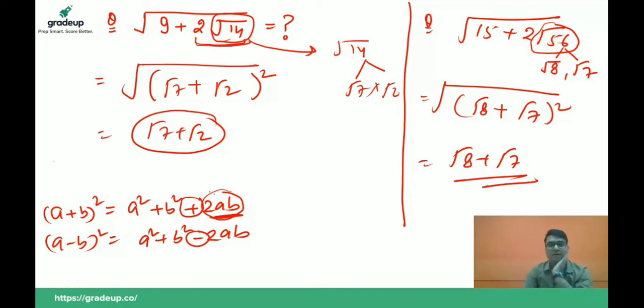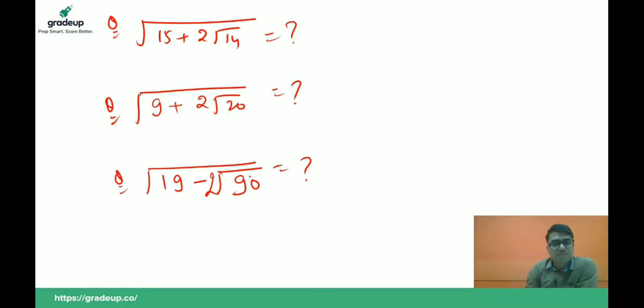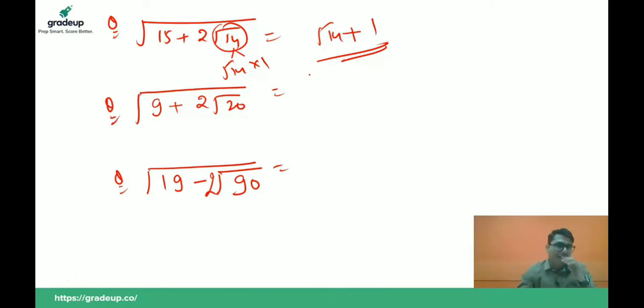Now let's move on to the next question. I'm giving you a question, please try to solve this. What I need to do is, I can write the answer of this directly, as plus I am having here. Now I can separate this into root 14 into 1. So root 14 into 1, this will be your answer. I hope you got the point.